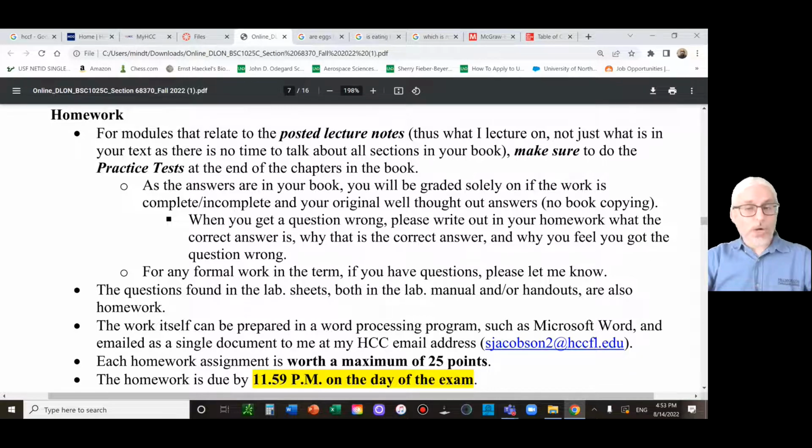If you try all the questions and it looks like you gave it the old college try, you're going to get all the points. I'm not going to go through and say, well, that one's wrong, and that one's wrong, and that one's wrong. Wow, you're getting 10%. No. I'm using the homework to help you get ready for the exam. So don't stress about the homework grade. As long as you turn it in on time and you gave it a good go, you'll get all the points.